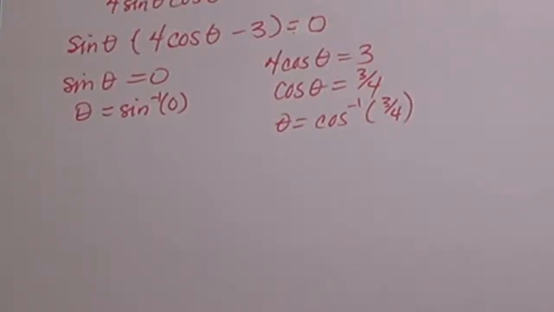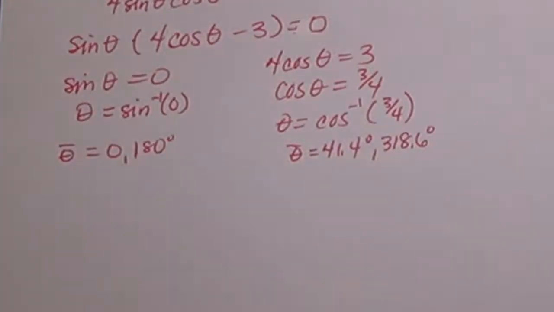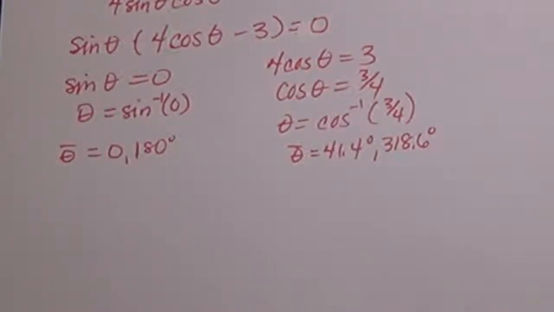So now we want to find the reference angles in the first revolution for our inverse trig functions, and then we can go about finding all of the solutions. For the cosine, you may need to use a calculator to get that, and again, round to 1 decimal place where necessary. So for the sine, we get 0 and 180 degrees, and for the cosine, we get 41.4 and 318.6 degrees. Now we want to find all of the other values, all the other coterminal angles that are also within that interval from 0 to 720 degrees.